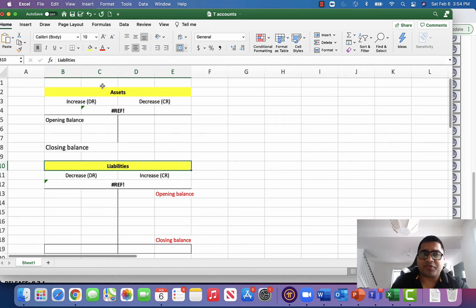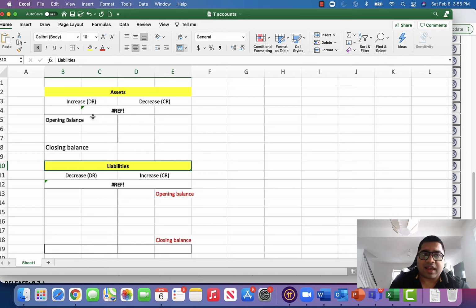Okay, so if an account is classified as an asset, whatever entries increase the account, you will have on the left hand side, and whatever decrease the account, you will have on the right hand side. So if you're buying any asset, let's say I go ahead and buy a laptop, the increase will come here. If you're selling a laptop, the decrease will come here.